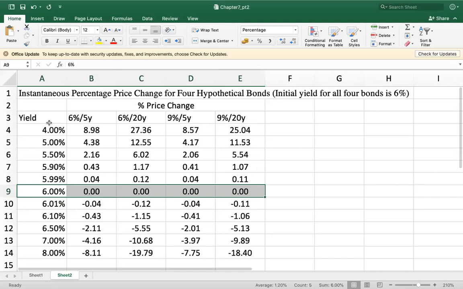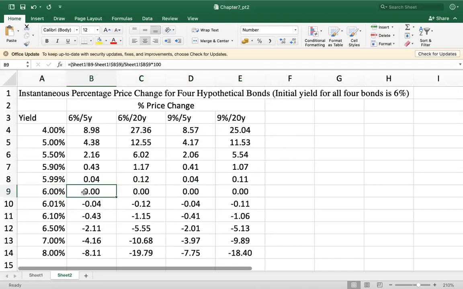When yield decreases, the prices go up. You can see all of these positive values here, no matter what the coupon rate or the maturity of the bond is. And when yield goes up, prices go down, no matter what the coupon rate or maturity of the bond is.